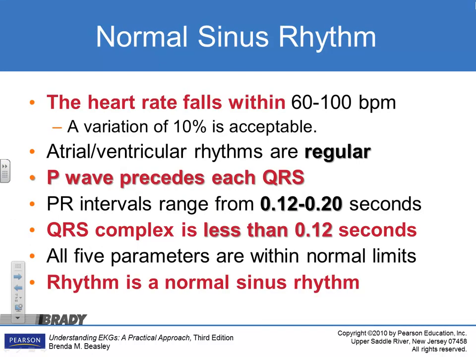Okay. So, the heart rate for a normal sinus rhythm, the default rate, intrinsic rate is what? 60 to 100. So you can have a slight variation of that, but not much at all. The P wave always precedes a QRS. The QRS complex is always less than or equal to 0.12. The rhythm is a normal sinus rhythm. If they meet all 5 of those parameters, it's a normal sinus rhythm.